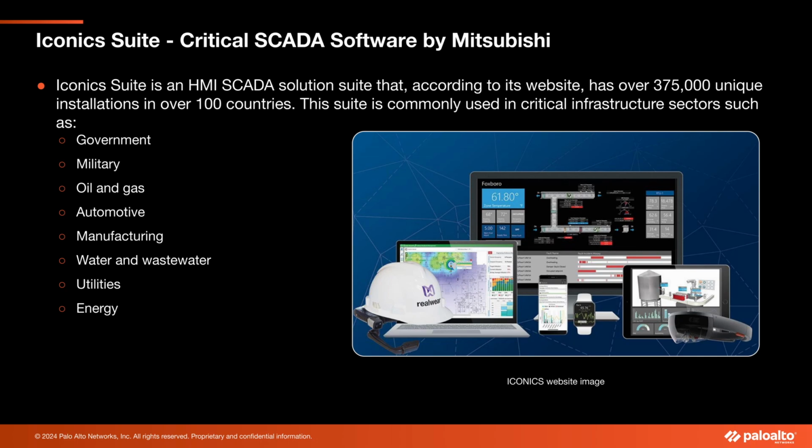They have an amazing suite of products, but at the same time, they have over 375,000 unique installations in over 100 countries. So this is what makes Iconics a really ideal target. They are also spread across a lot of industries, right? Oil and gas, government, military. So a juicy target, I would say.